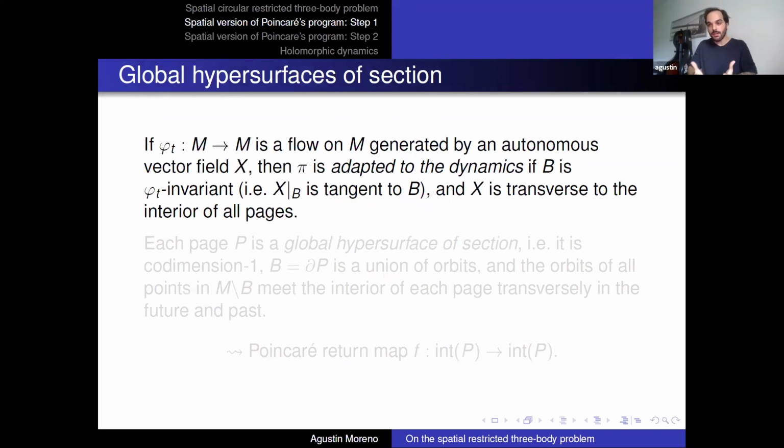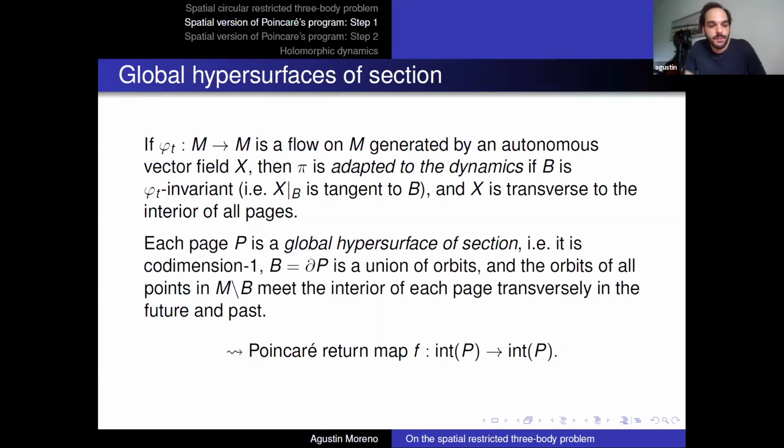But now this has been a discussion in the world of smooth topology, but now I want to have some dynamics on top of this. So if I have a dynamical system, phi t defined on M, which I assume is generated by some autonomous vector field X, then I will want to say that the open book is adapted to the dynamics if the binding of the open book is invariant under the flow, which is equivalent to saying that the generating vector field is tangent to the binding. And I want to assume that X is transverse to the interior of all pages. So this should be very familiar if you're familiar with the notion of a Giroux form, right? This is basically the setting that Giroux considered in his Giroux correspondence.